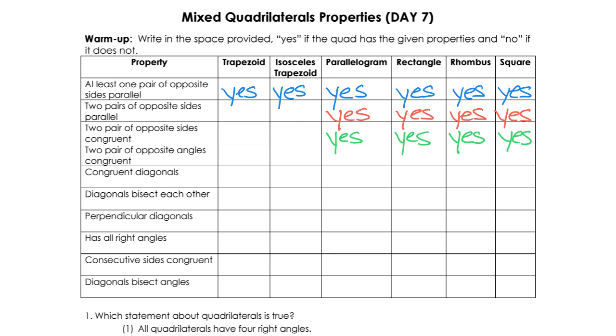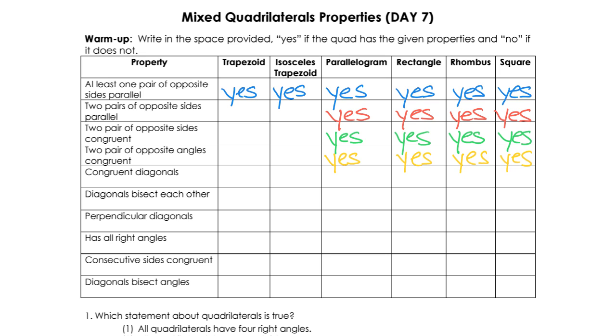Okay. Our next property says two pairs of opposite angles congruent, and that is also a parallelogram, a rectangle, a rhombus, and a square. They will all have two pairs of opposite angles equal. Okay.